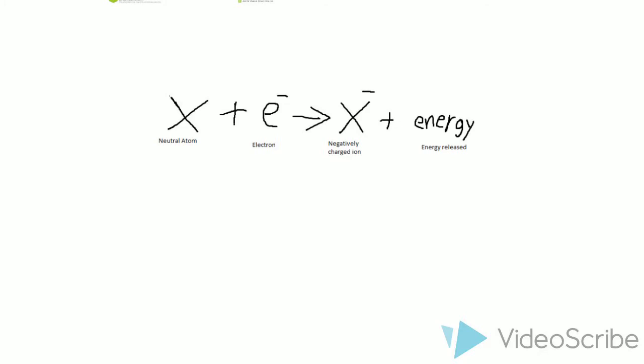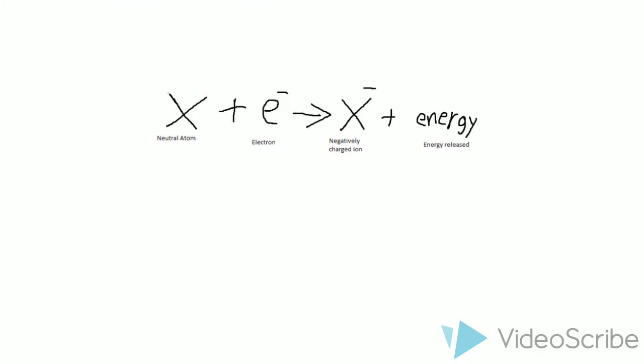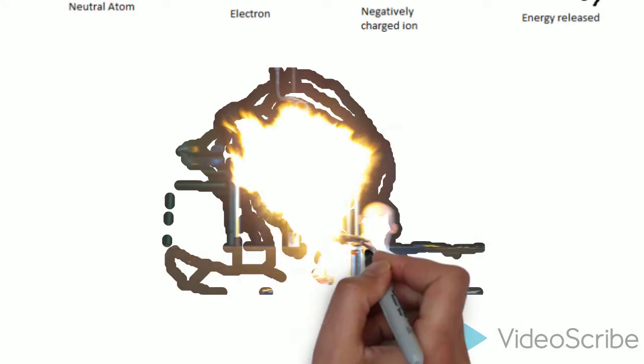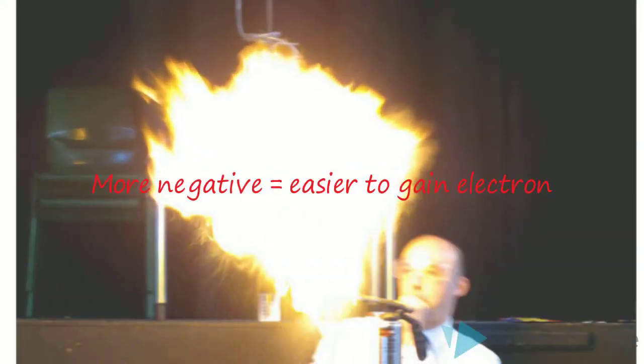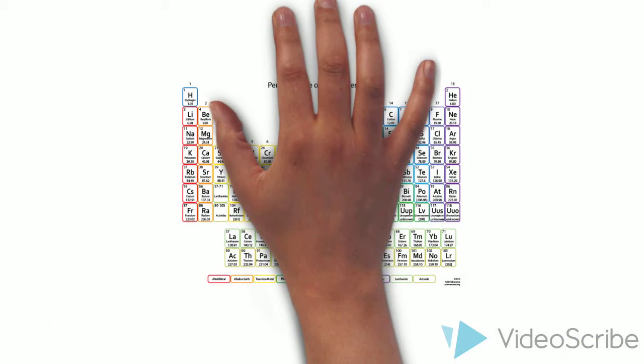Because an electron is added, the atom becomes negative. A general rule of thumb is that electron affinity is negative because energy is released. More negative means more energy is released. Now let's take a look at some periodic trends.